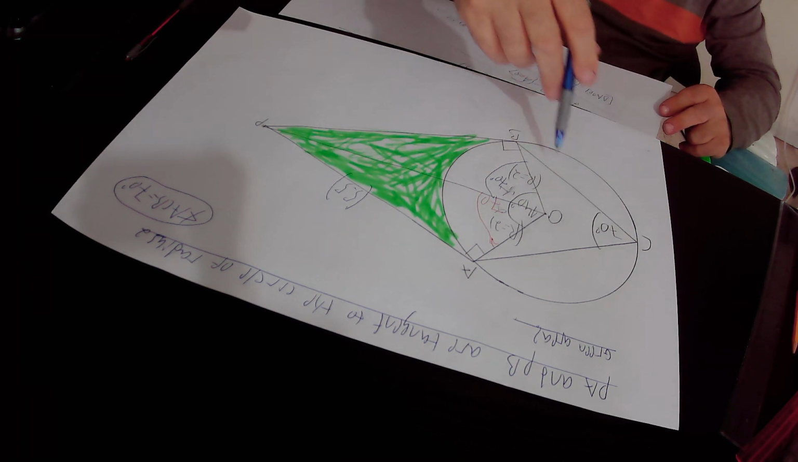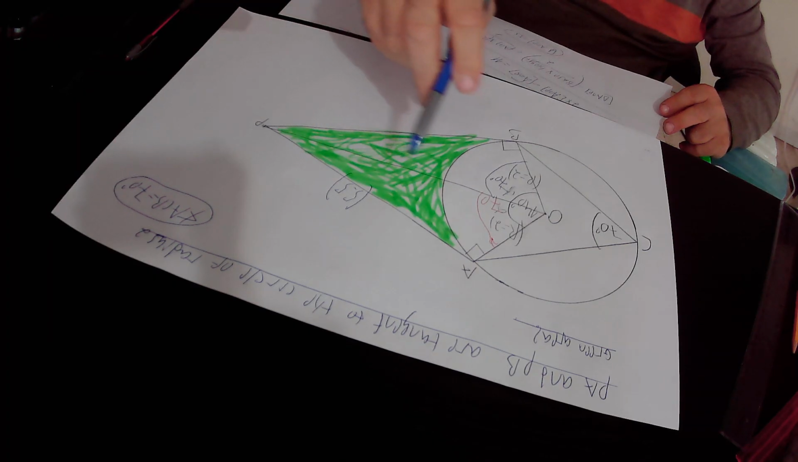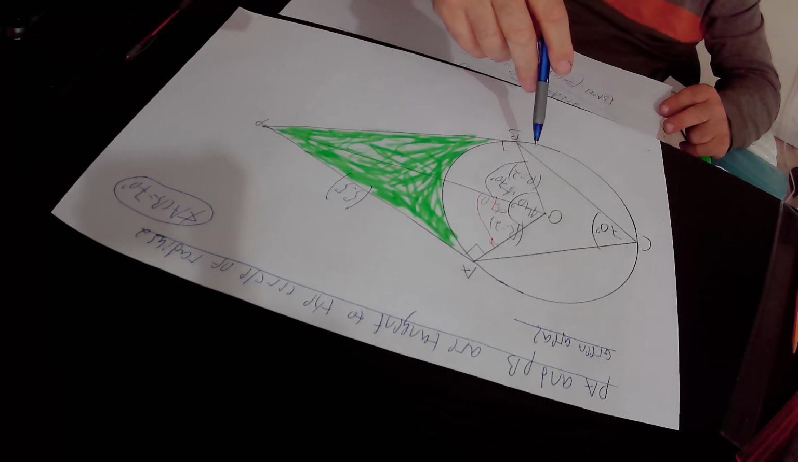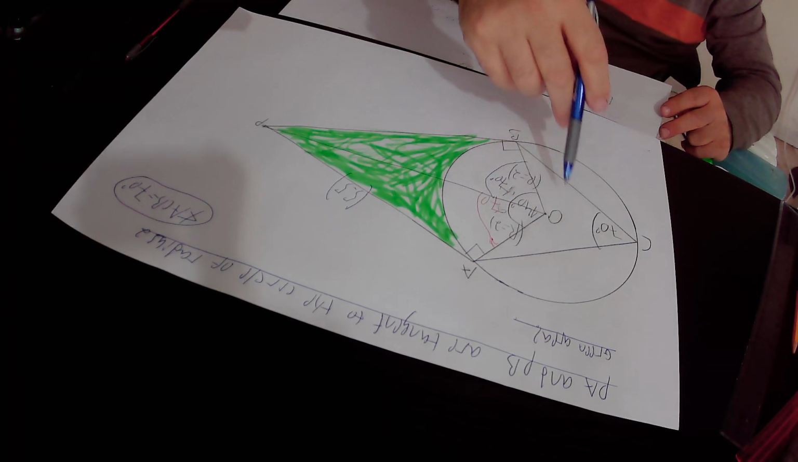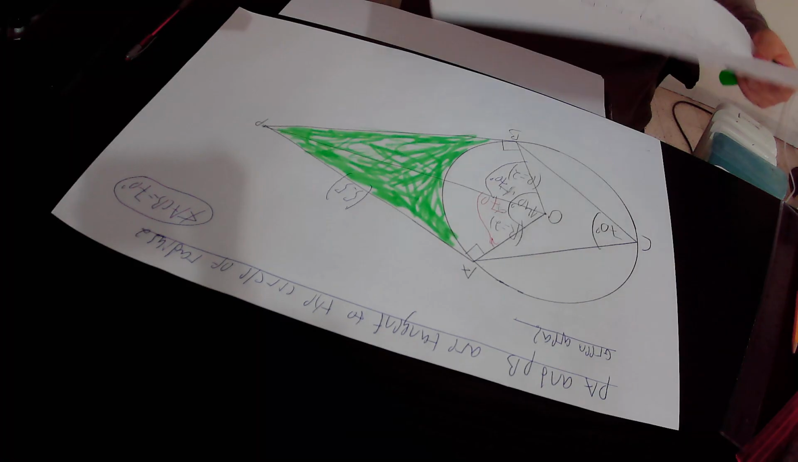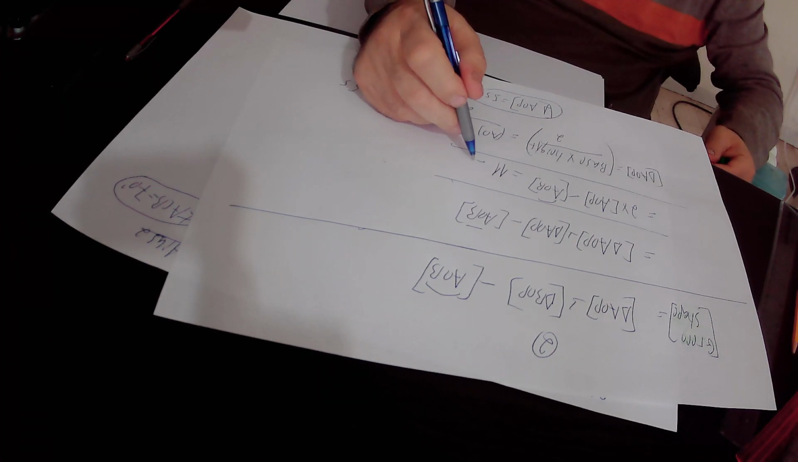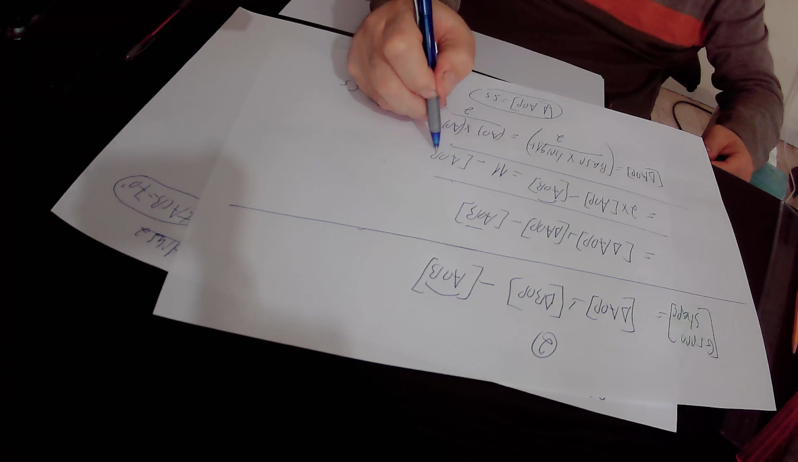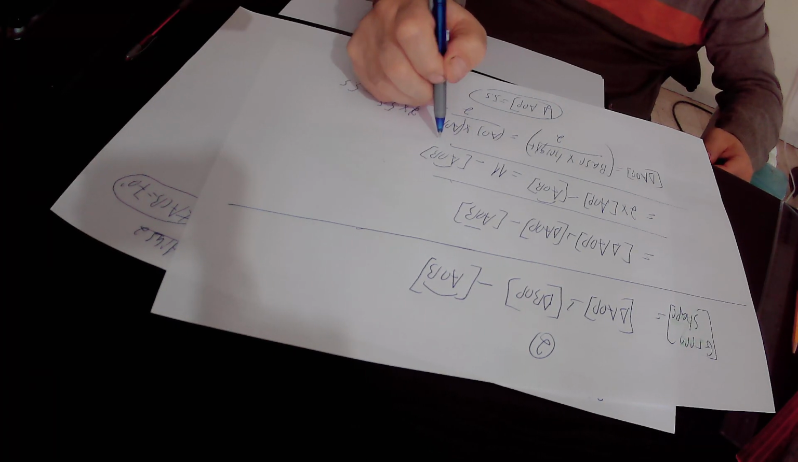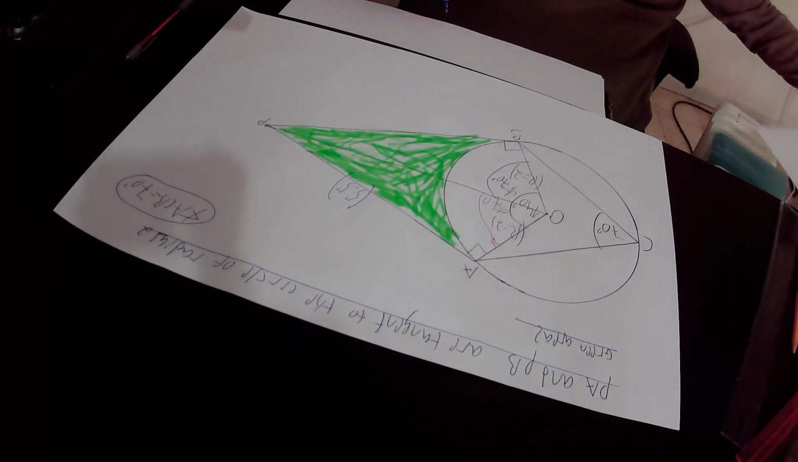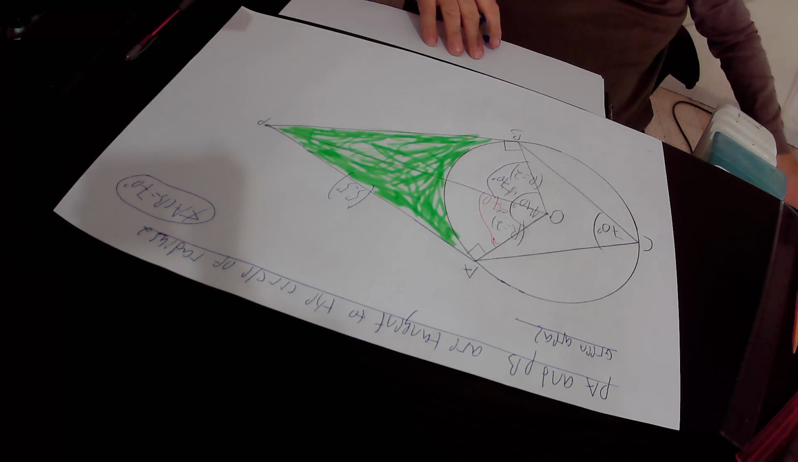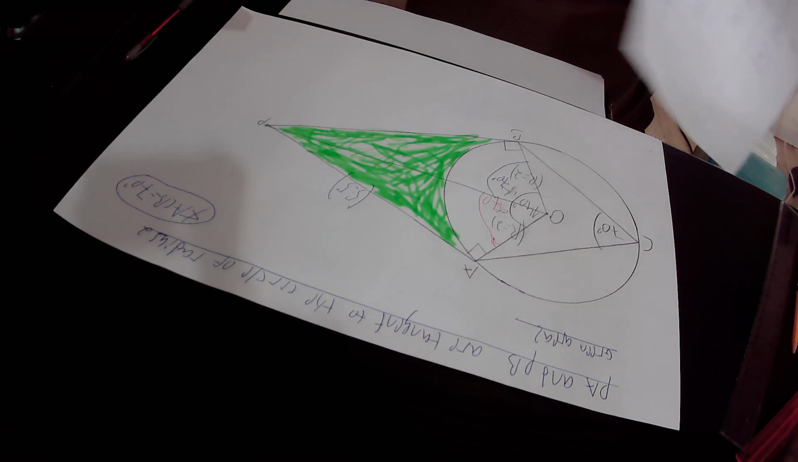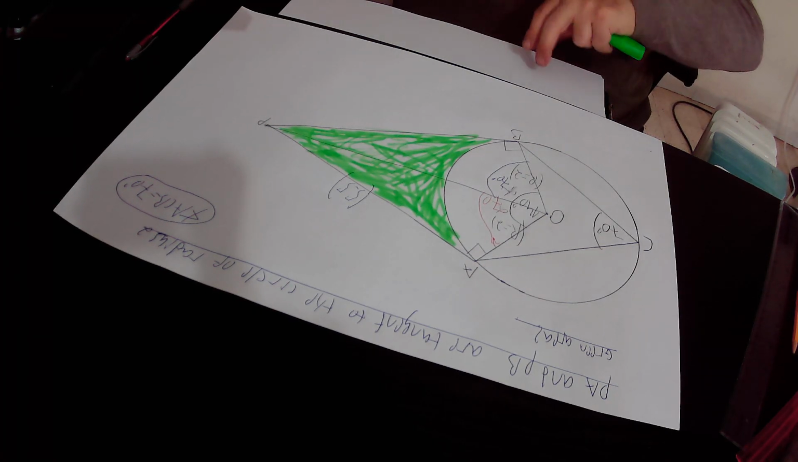We have to subtract from this quadrilateral AOBP, whose area is 11, the area of this sector AOB. So it is 11 square units minus the area of sector AOB. In the next step, we'll find out the area of this sector AOB. So what is the area of sector AOB?